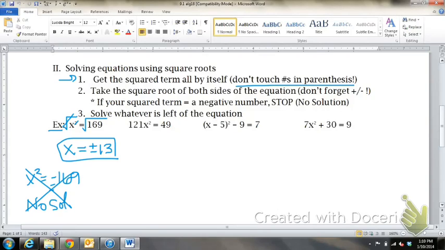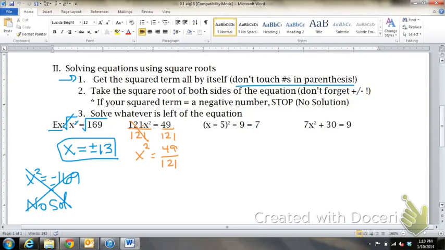Let's try the next one. My x squared is not by itself. It's being multiplied by 121. So first, I'm going to divide both sides by 121. I get x squared equals, if I could reduce this fraction, I would, but I can't. So I'm just going to leave it as 49 over 121.